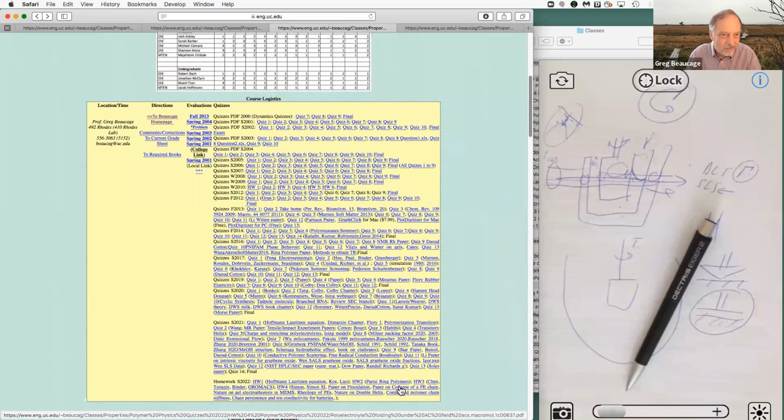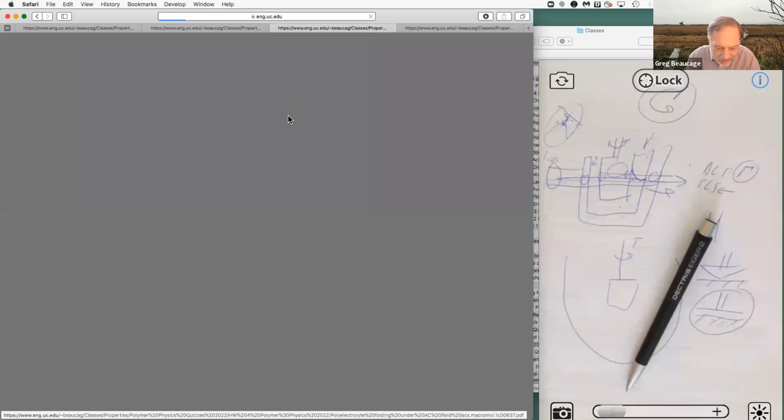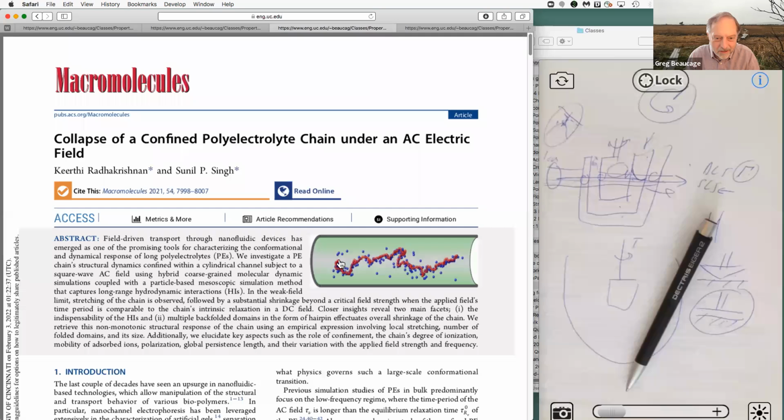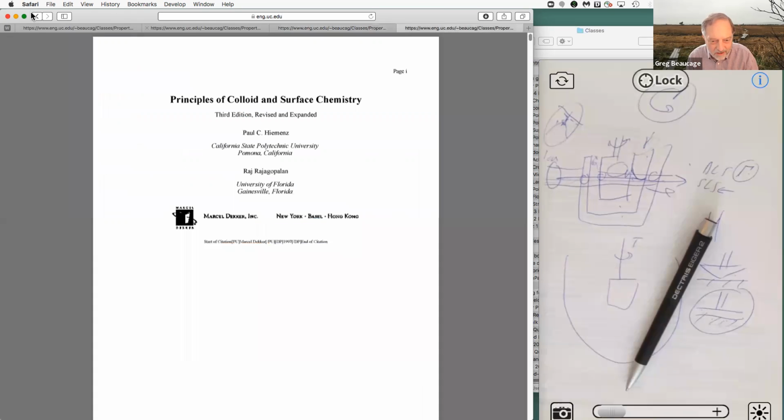Then there's a paper on simulation. There's a lot of papers. This is simulating a polyelectrolyte. You can see the counter ions in the polyelectrolyte, and then it's under an oscillating AC field. Right. So this is like last year. And then this is used for the reason that's of interest.